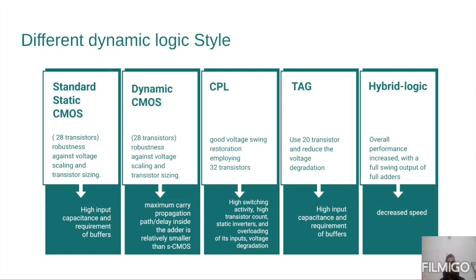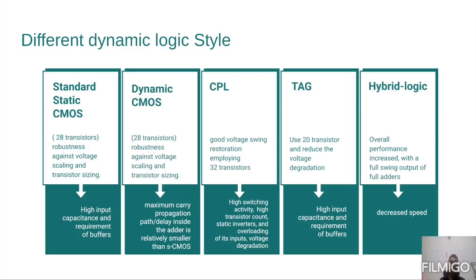Another example of a dynamic logic style is complementary pass transistor logic. Here the transistor count increases to almost 32, and we can see good voltage swing, but it has some drawbacks like high switching activity and high transistor count. It behaves like static inverters, there is overloading of inputs, and a voltage degradation problem is also shown here.